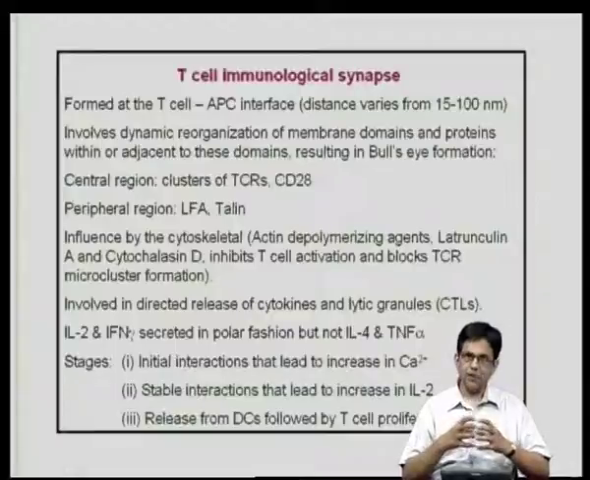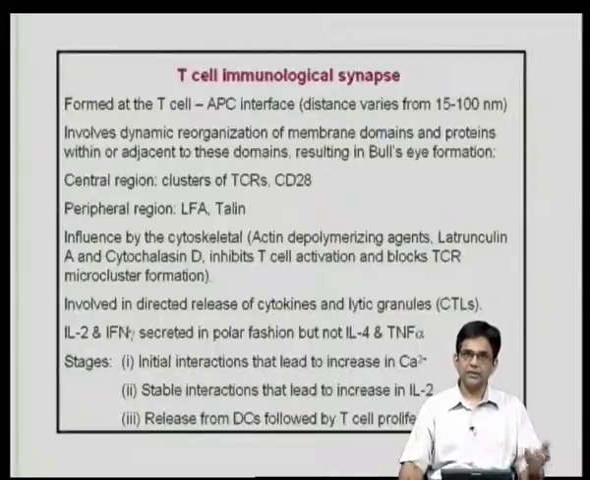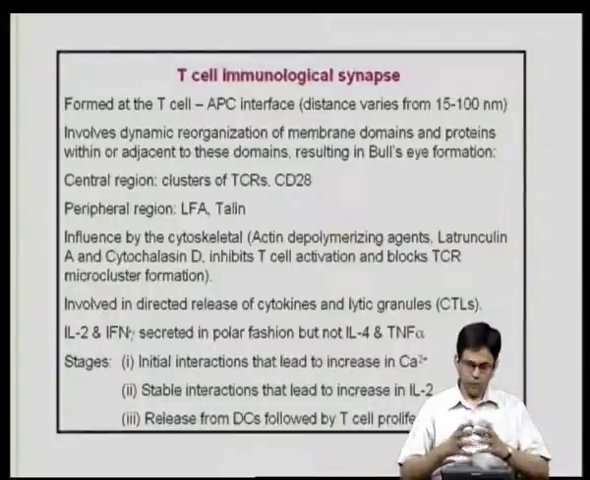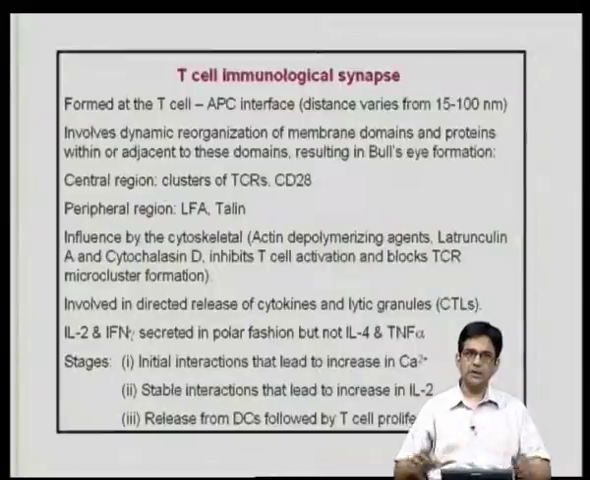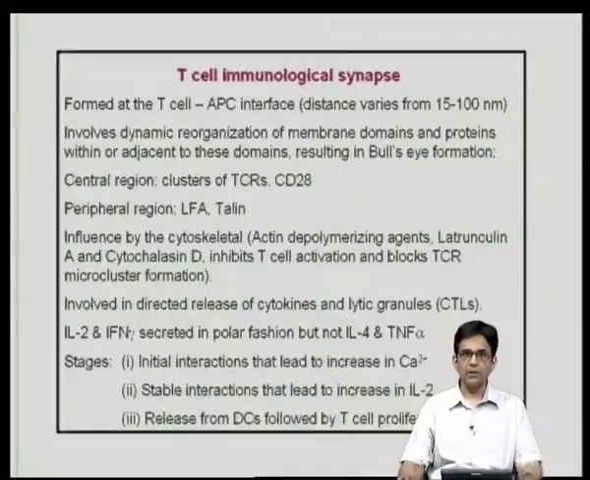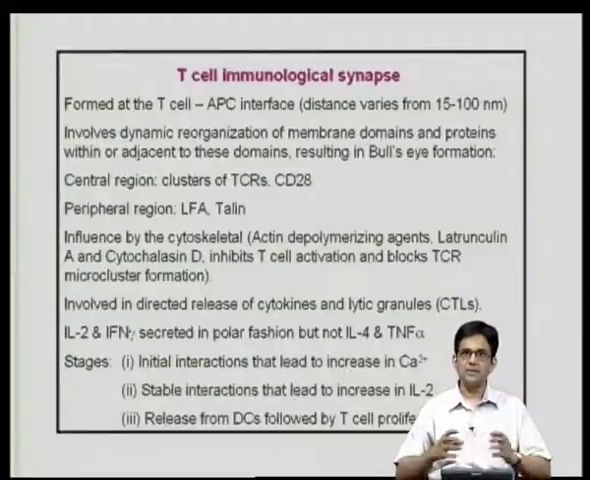Now, the cluster involves a central region, and in the central region you have the T cell receptors, CD28, CD4, CD8, and so on, and in the peripheral region you have LFA, talin, which is important in recruiting the integrin members. And so, you can see that because you have all this migration of cell surface receptors into these clusters, obviously it involves cytoskeletal components, and cytoskeletal actin and tubulin are important in this process. So, in case you inhibit actin polymerization, for example, with agents that inhibit actin polymerization, you have inhibition of T cell activation and you block this microcluster formation.